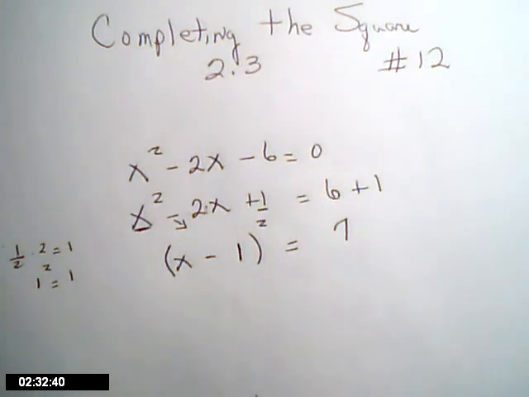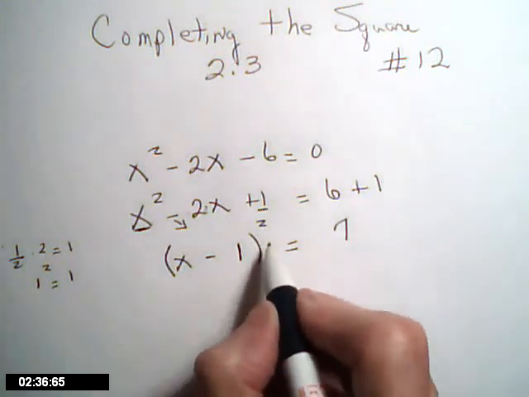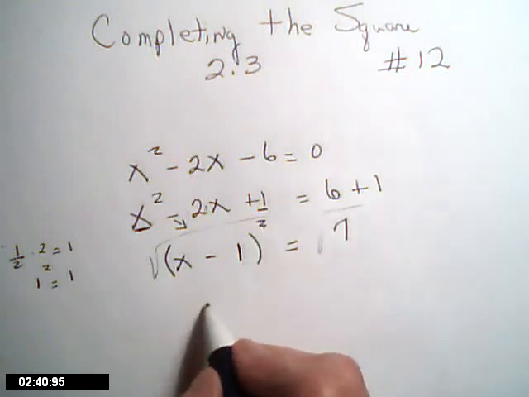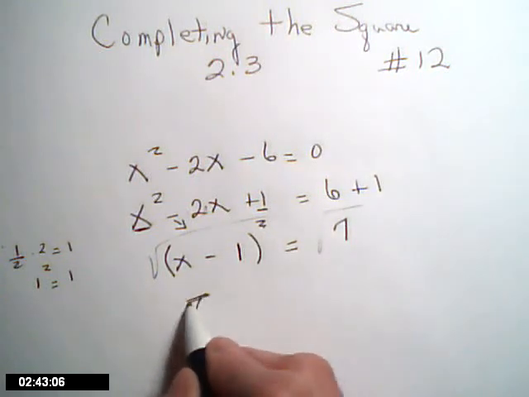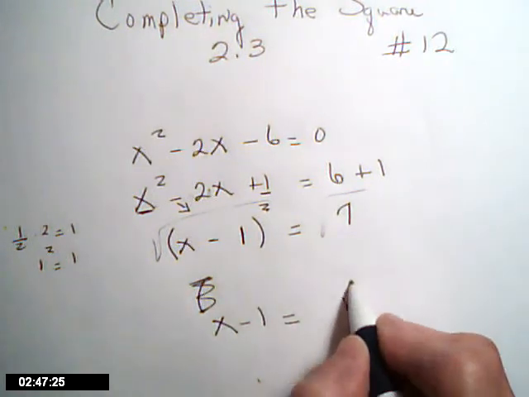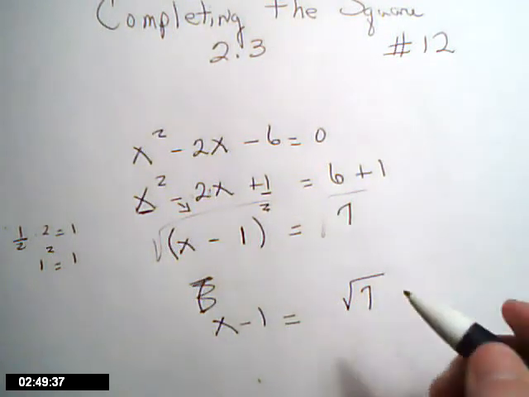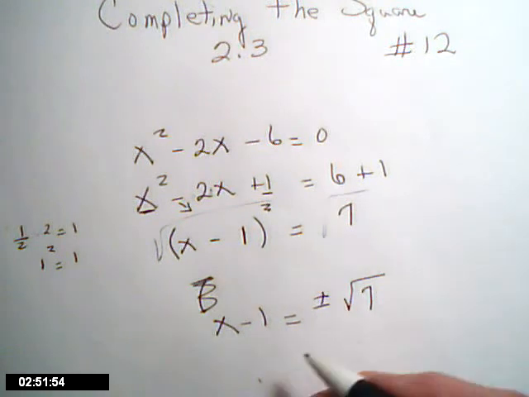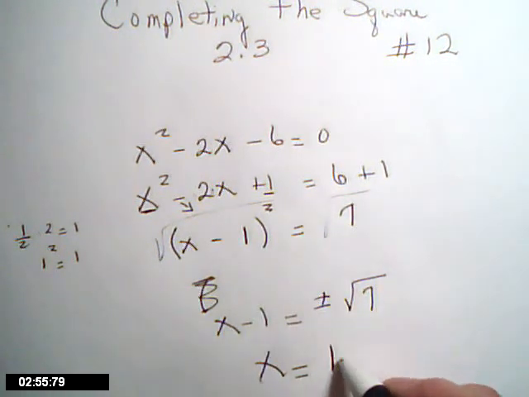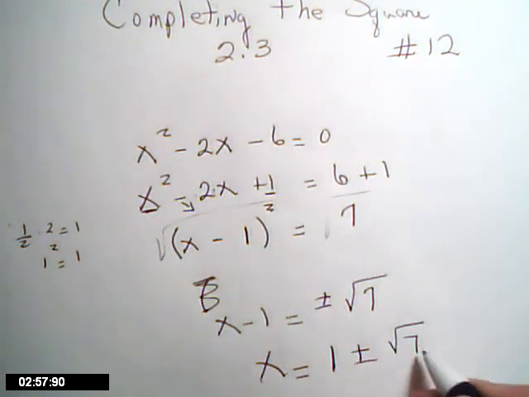Now we're back at the method we used last, the square root theorem or square root property. We need to get rid of the square, so we're going to take a square root of both sides. If I take a square root of a square, I'm just going to drop that. I have x minus 1, and I'm going to take a square root of 7. Now remember, when I take a square root, I have a plus or minus. Now I need to solve for x, so I'm going to move this -1 over. It becomes plus 1, plus or minus square root of 7.